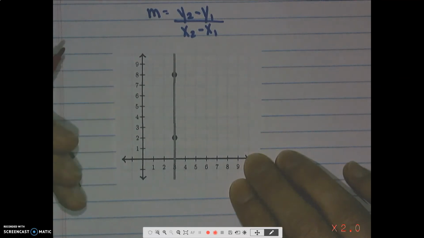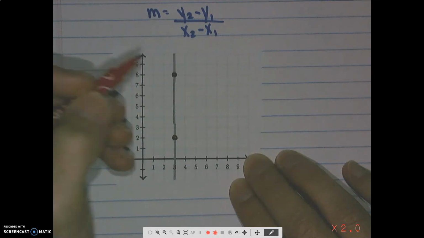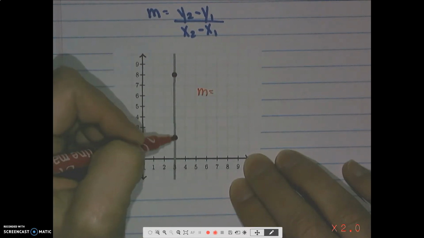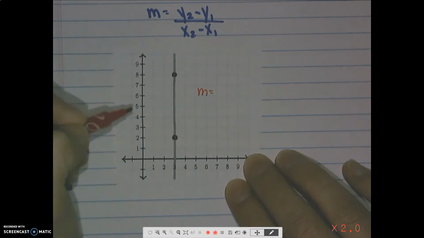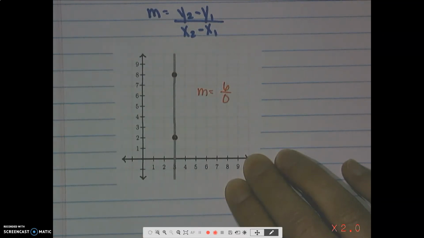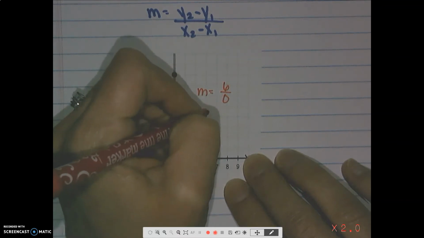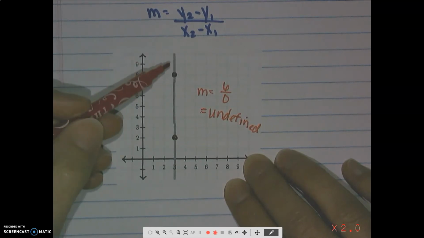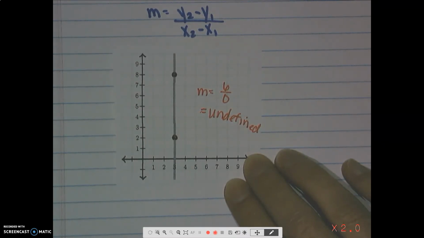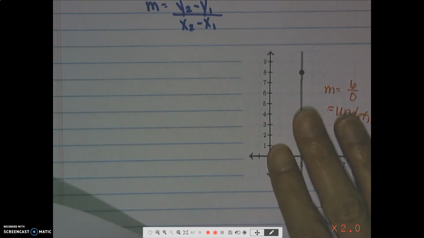All right, on this one, we have our 2 points, and we can't make a triangle out of this at all. Technically, I guess it doesn't matter if you go from bottom to top or top to bottom. So we're going to rise 6, and we're not running anything. Well, 6 divided by 0, that doesn't make sense. That's not possible to do. So here, our slope would be undefined. If it is a line that goes straight up and down, it is a vertical line, the slope is undefined.